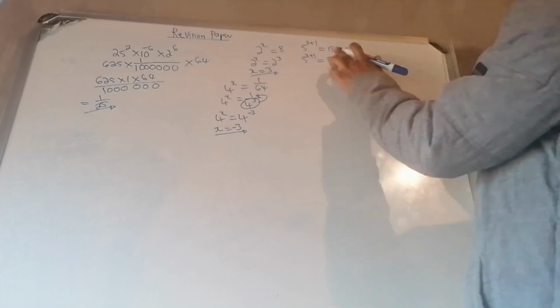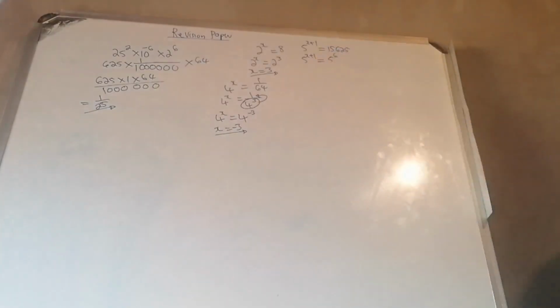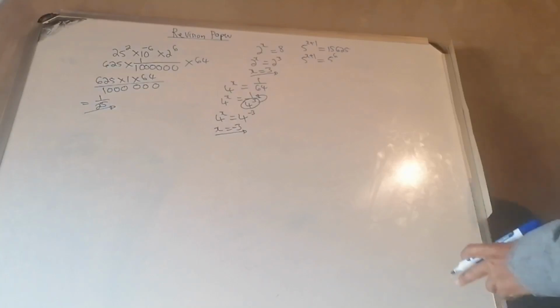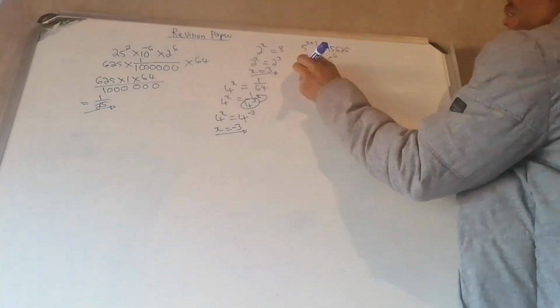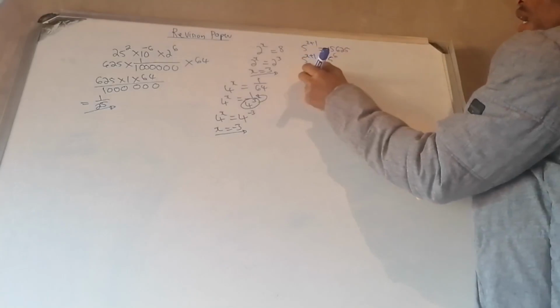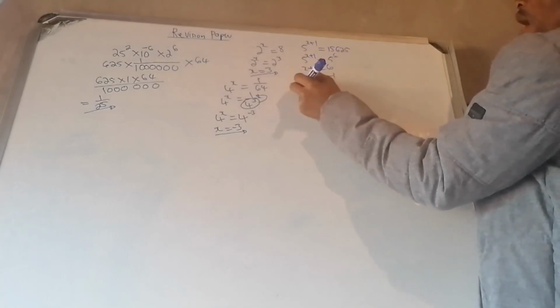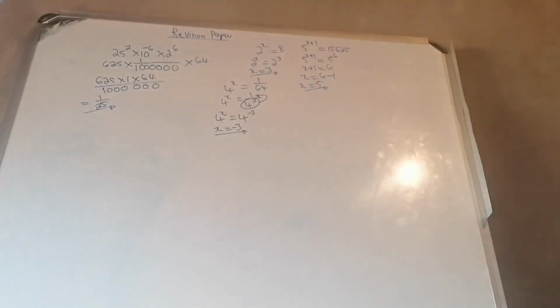How do we check this, kids? It is 5 exponent 6. When the bases are the same, we equate x plus 1 equals 6. So x equals 6 minus 1. X equals 5. And then you solve for x. You are done. Right.